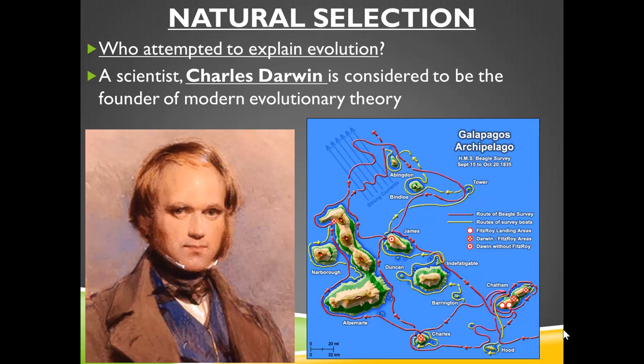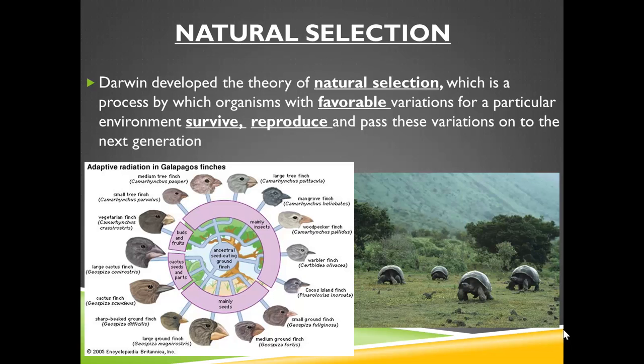Who attempted to explain evolution? We talked about Charles Darwin. He's a scientist. He's considered to be the founder of modern evolutionary theory. Long story short, he went on a 5-year voyage on the HMS Beagle. That was a ship. He went around the world, but he spent a lot of time in the Galapagos Islands. And what he found in the Galapagos Islands was that there were several different types of animals. For example, finches or tortoises on the right.